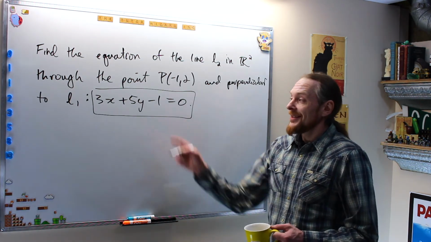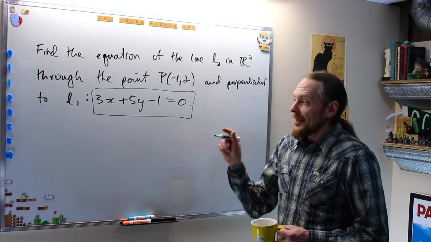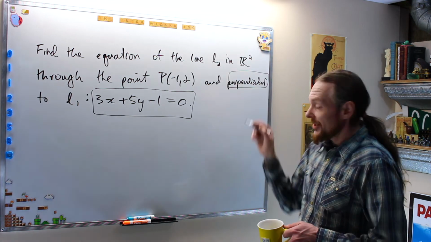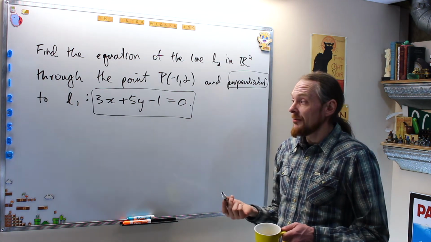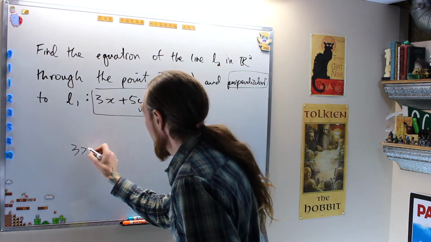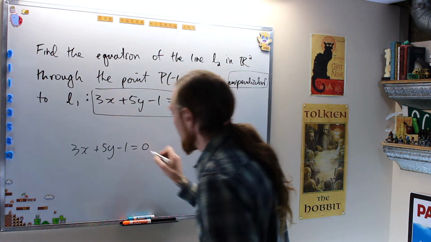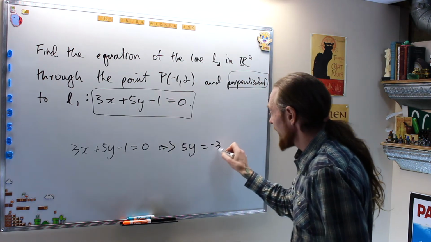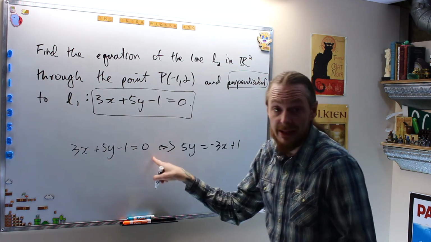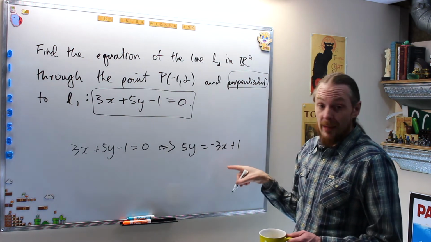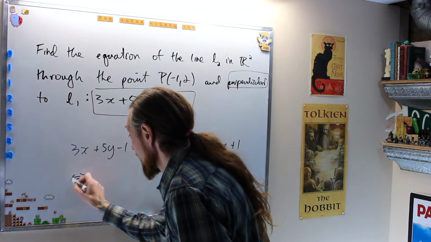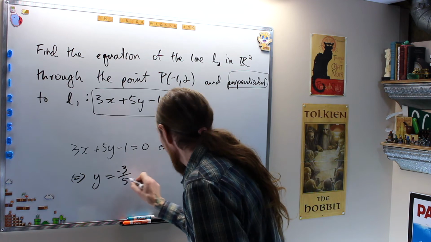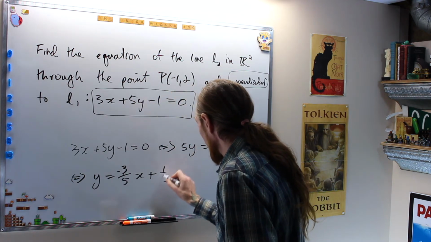Step 1. Basically, they've given me L1 in general form. I want the slope of this so that I can compare in my conditions what the slope of my new line is. So I have 3x plus 5y minus 1 equals 0. I'm solving for y, so this is if and only if 5y equals negative 3x plus 1. I bring the 1 over, I bring the negative 3x over. Now I can divide by the 5. So this is if and only if y is equal to negative 3 over 5 x plus 1 over 5.